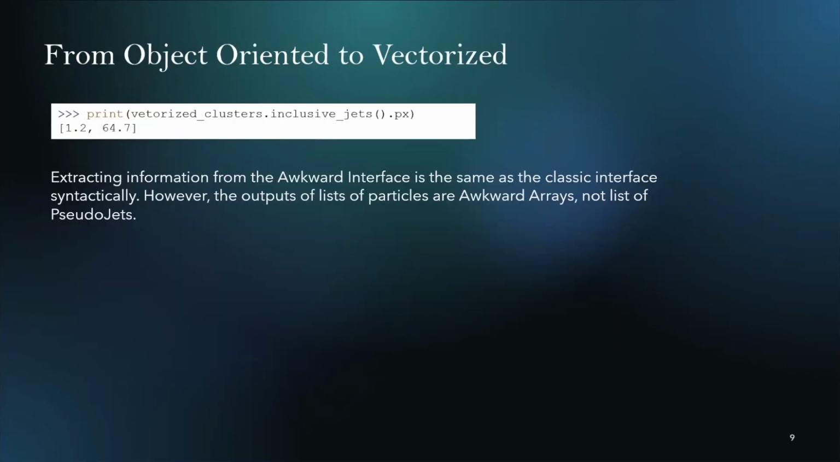So how do you extract data from the vectorized interface? Well, you do the same function call, inclusive jets, and then you extract the px values, and it returns an array of the px values of the inclusive jets. You can see that it returns an awkward array, not a list of pseudojets.